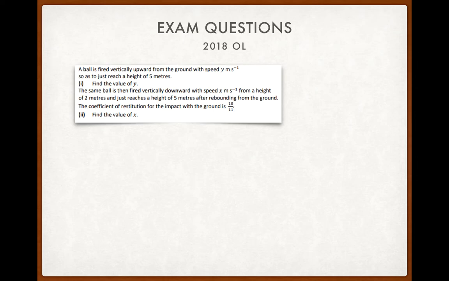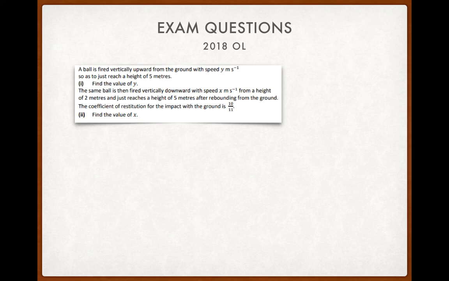Part 2. The same ball is then fired vertically downwards with a speed of x from a height of 2 meters and just reaches a height of 5 meters after rebounding from the ground. The coefficient of restitution for the impact between the ground and the ball is 10/11. Find the value of x. Again, it's identical to the previous 2 questions. The initial velocity is x. s is equal to 2 meters, and we know acceleration downwards is 9.8. So you get the velocity before it hits the ground.